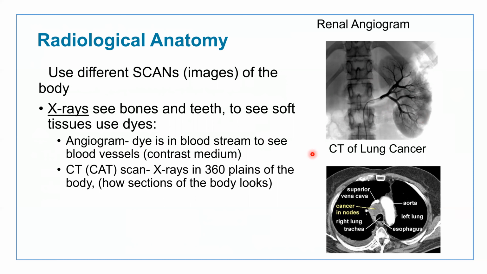Another type of imaging technique is CT or CAT scan. CAT scan also uses X-ray, and it produces planes of the body in 360 planes. So different sections. For example, over here, you can see a cross section of the thoracic region using a CAT scan.